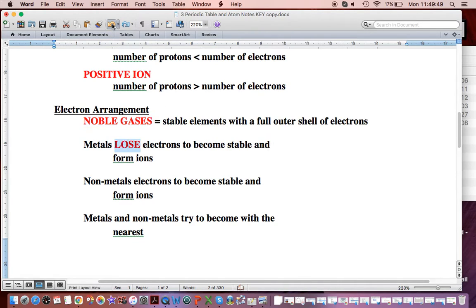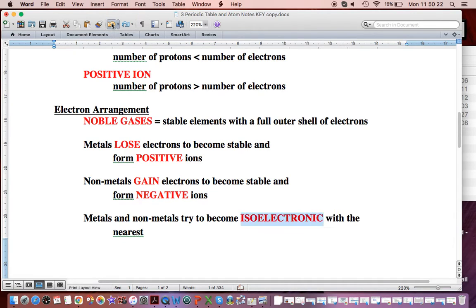Metals, on the other hand, are not stable, and they tend to lose electrons, and therefore they're going to form the positive ions. They're going to be positive because if you're losing electrons, you're losing something that has a negative charge. It leaves behind more positive charge. Once you know that for metals, nonmetals have to be opposite. Instead of losing, they have to gain. Instead of forming positive ions, they will form negative ions. And if metals and nonmetals are close enough, they are trying to become isoelectronic with the nearest noble gas.